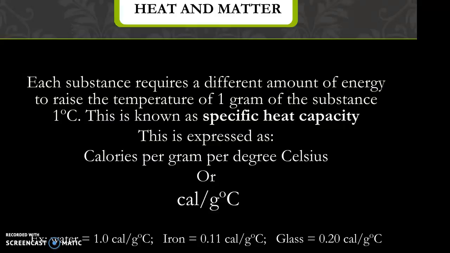Each substance requires a different amount of energy to raise the temperature of 1 gram of the substance 1 degree Celsius. This is known as specific heat capacity. That is a word you need to know. For example, down here, water will change at 1 calorie per gram Celsius. Iron is 0.11, glass is 0.20.